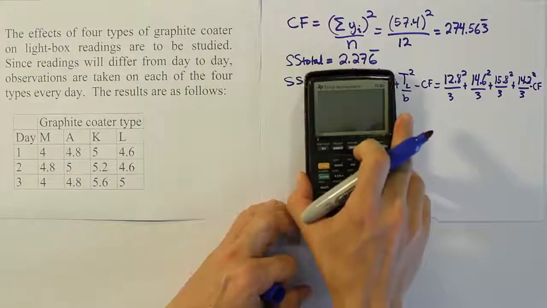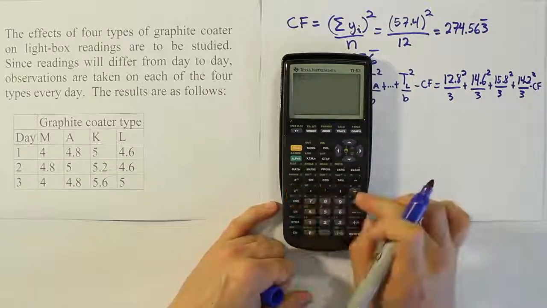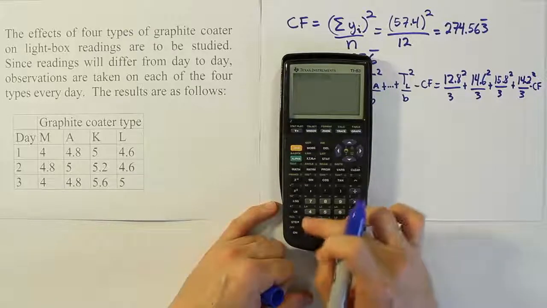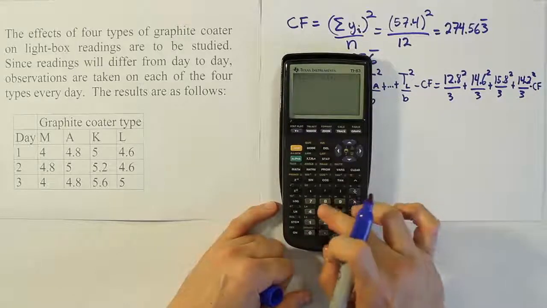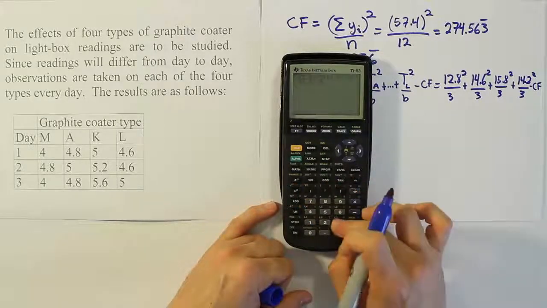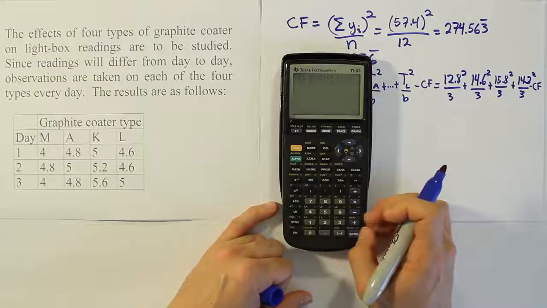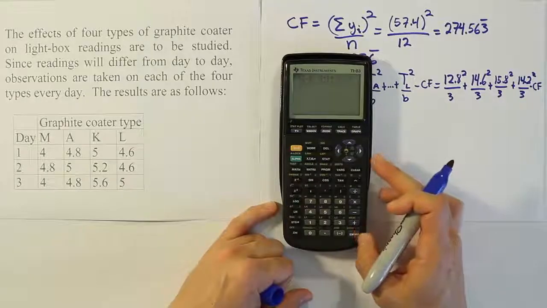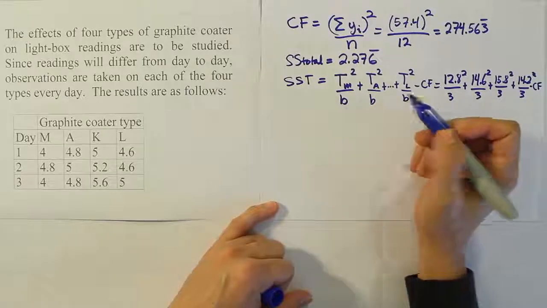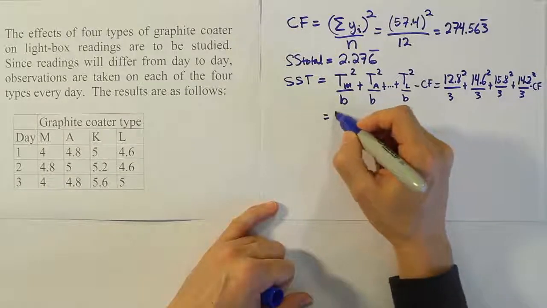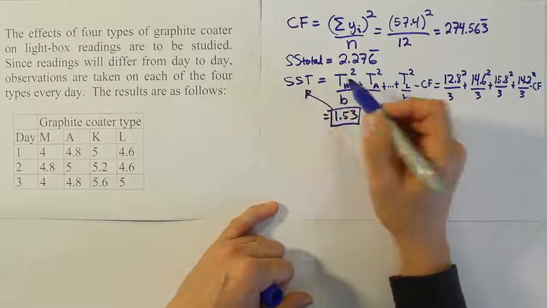All right, let's work that out on our calculator and see what we get for that calculation then. So 12.8 squared divided by 3 plus 14.6 squared divided by 3 plus 15.8 squared divided by 3 plus 14.2 squared divided by 3. All that minus the correction factor x. And when we're done, we end up with the answer 1.53. So the sum of square for treatment is 1.53. Okay, so remember that's your sum of square for treatment.